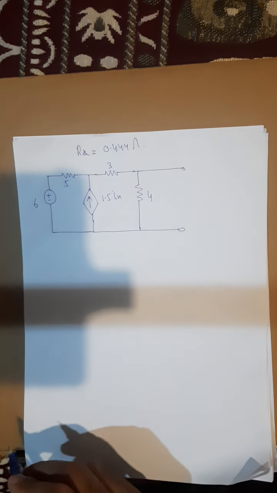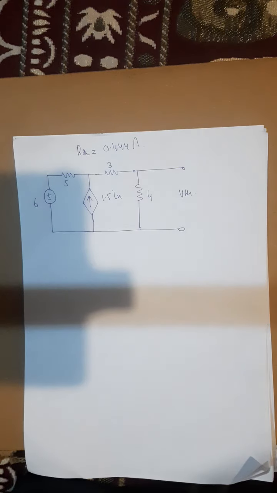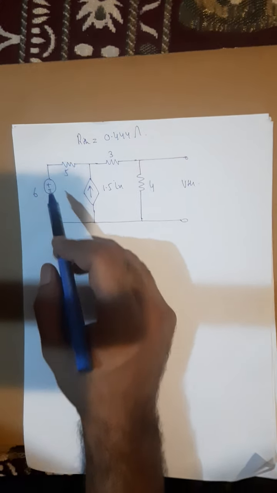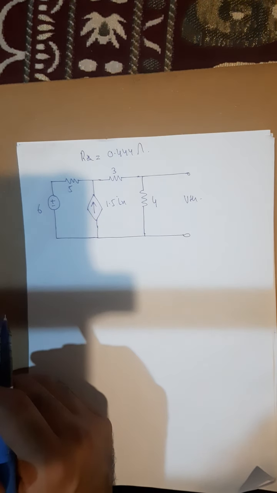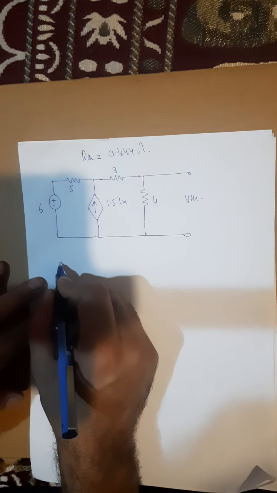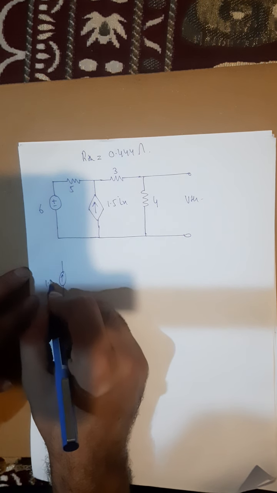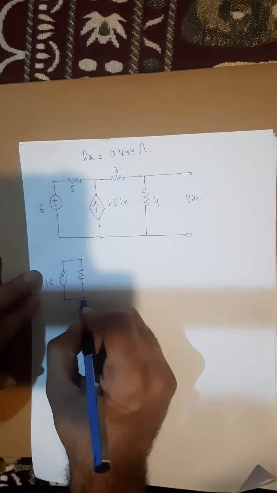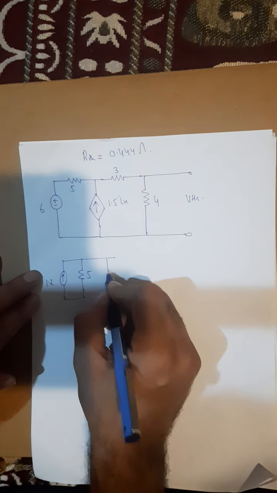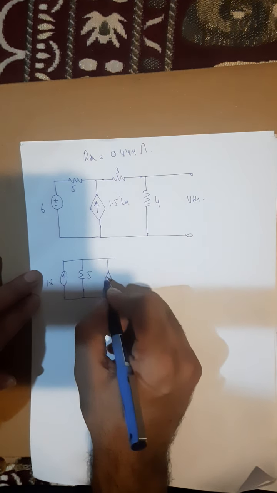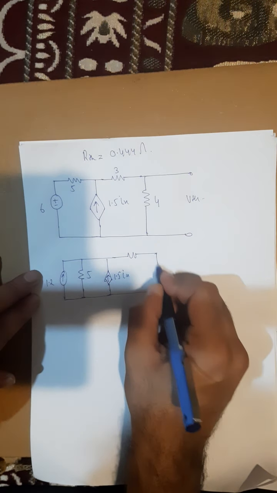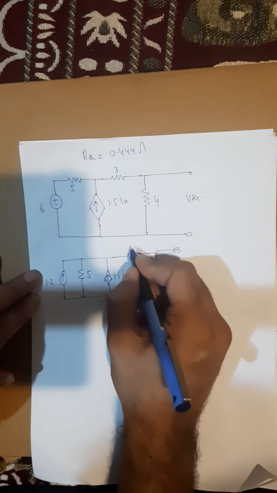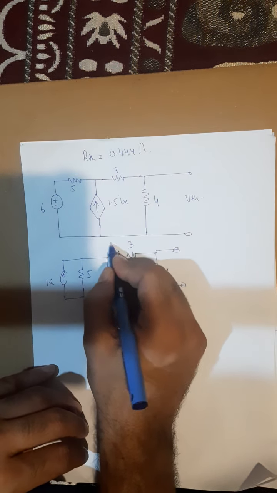So I have to calculate now VTH. VTH is the voltage across this. Okay, you know that I have a 6 volt voltage source in series with a 5 ohm resistor. So I will convert it into a current source in parallel with the same resistor. So what will I get? I will get a current source here, 6 divided by 5, it will be 1.2 ampere, in parallel with 5 ohm, in parallel with 1.5 Ix. So I have a 3 ohm resistor and a 4 ohm resistor. It is 4, it is 3. The current flowing here is Ix.